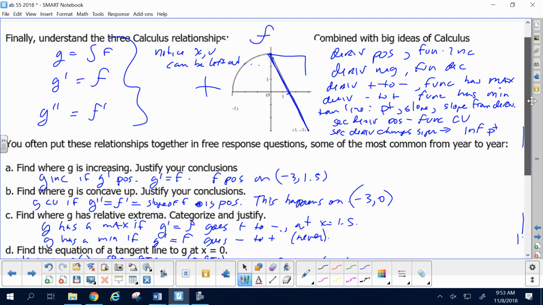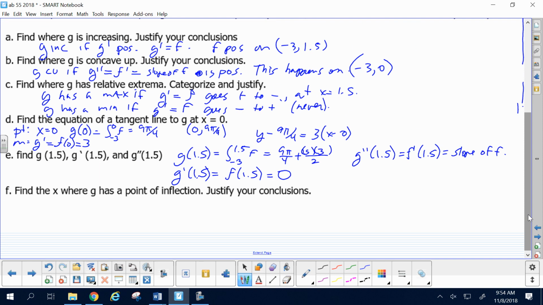So what's the change in y? Down 1, 2, 3, 4, 5, 6. Down 6. Over 3. So the slope is -2. G double prime at 1.5 then is -2. Okay? Last but not least, point of inflection.